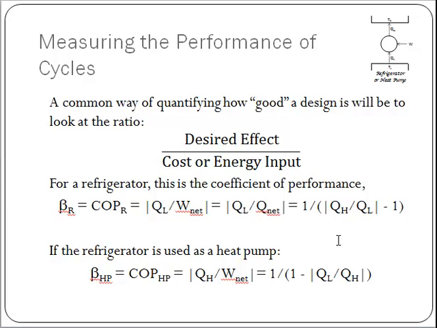I can do a very similar thing if I'm thinking about a heat pump, where my goal now is the heat output to something that's already warmer than my low temperature. So Q_H, but the cost is still the same, W_net. Again, the same sort of balances and putting in absolute values just to make sure that we don't ever get tripped up about signs. 1 minus the value of Q_L over Q_H, the reciprocal of that is going to be the coefficient of performance of the heat pump.